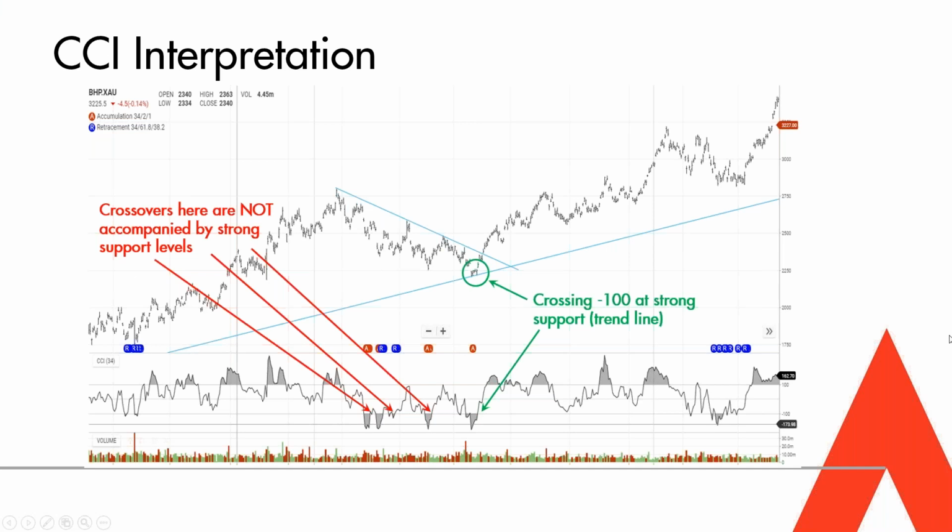So always look for confirmation of price reversal to confirm the start of the uptrend. Okay, so here we've got a few situations where the line of CCI has crossed below minus 100. And of course, when it turns up above minus 100, it confirms oversold, possible rally.